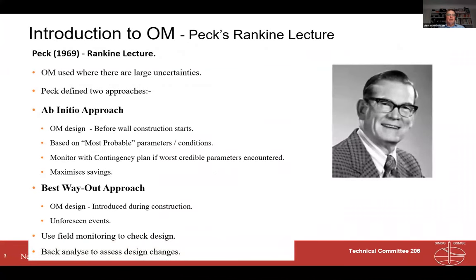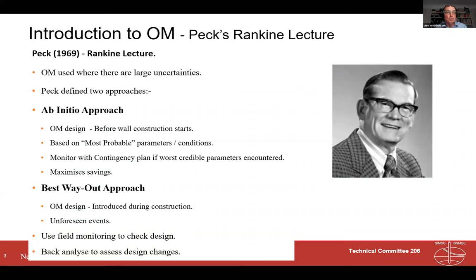So historically, Peck introduced the observational method in his Rankine lecture in 1969. And I think that really summarized his experience with Terzaghi and so on over the previous 20, 30 years. And he identified that the observational method is used where there are large uncertainties in the ground or construction methods.